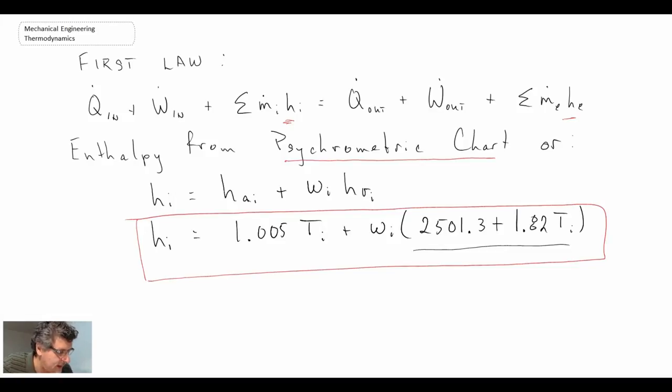So that is air conditioning processes in a generic manner. Next, we'll take a look at a couple of the different processes that we talked about: heating, cooling, humidification, dehumidification.